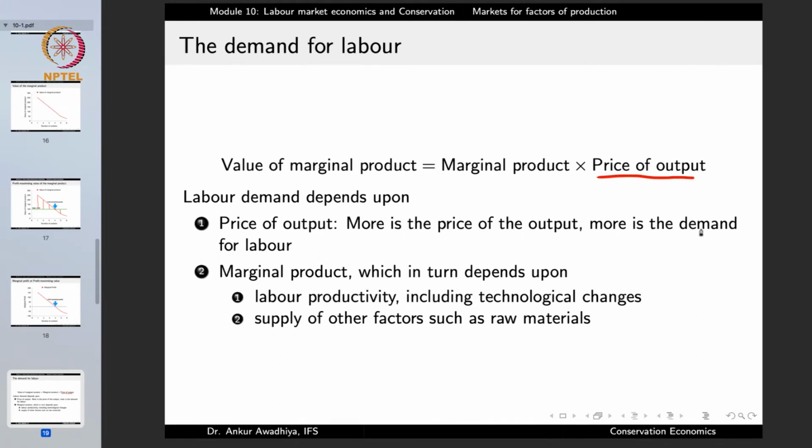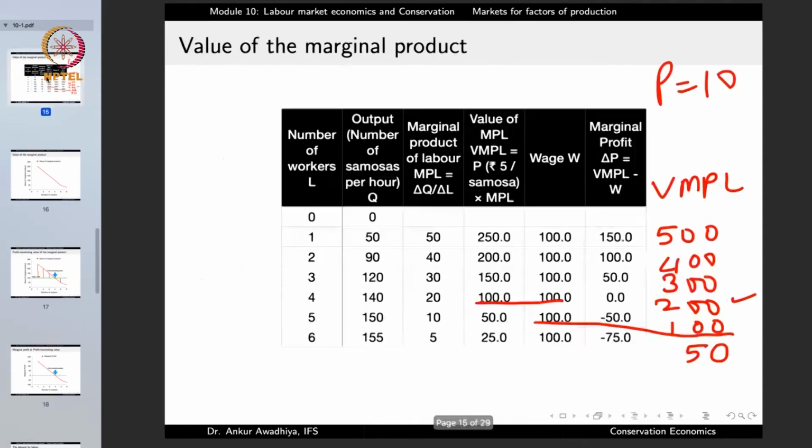More is the price of the output, more is the demand for the labor, and also on the marginal product. Now, marginal product in turn depends on labor productivity, including technological changes, and it depends on the supply of other factors such as raw materials. Now, what we are observing here is that the marginal product depends on things like labor productivity. Now, in our example, if the labor productivity was more, that is the number of samosas per hour, if it increases, the marginal product of labor increases.